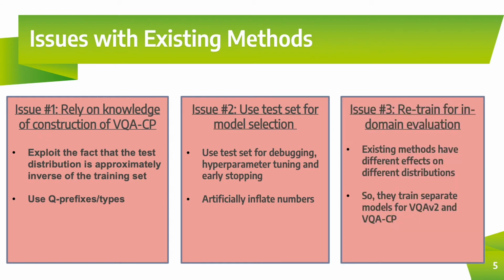Finally, the value of out-of-distribution testing is only valid if it also works well for in-domain data. Ideally, the same model should work well for both in-domain and out-of-domain distribution splits. However, existing methods need to be trained separately for VQA-v2 and VQA-CP to achieve good performance.